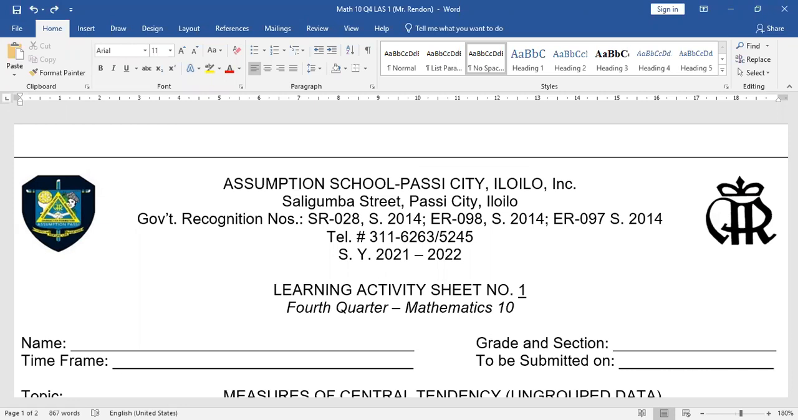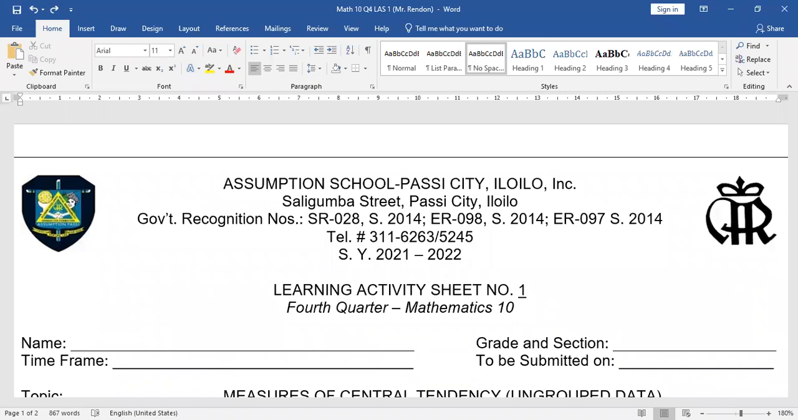Again, this will be submitted this Friday already. So again, you are free to use your calculator so that you can answer easily. And then for the time frame, it's this week, to be submitted on April 1, April Fool's Day. Okay, April 1, 2022.